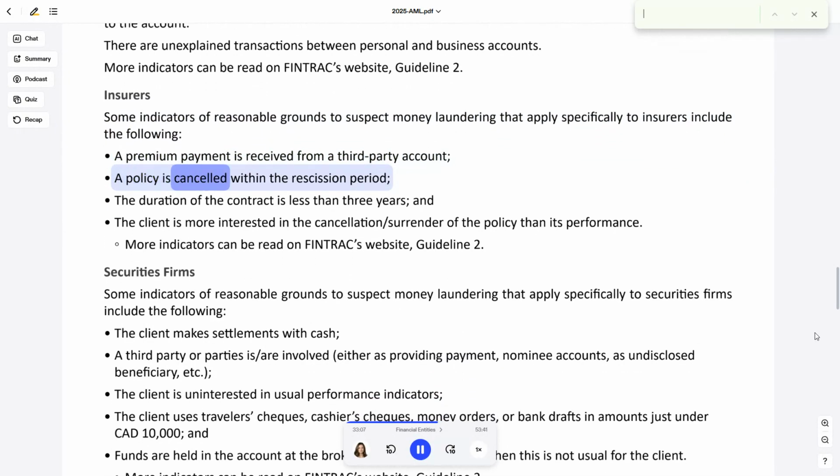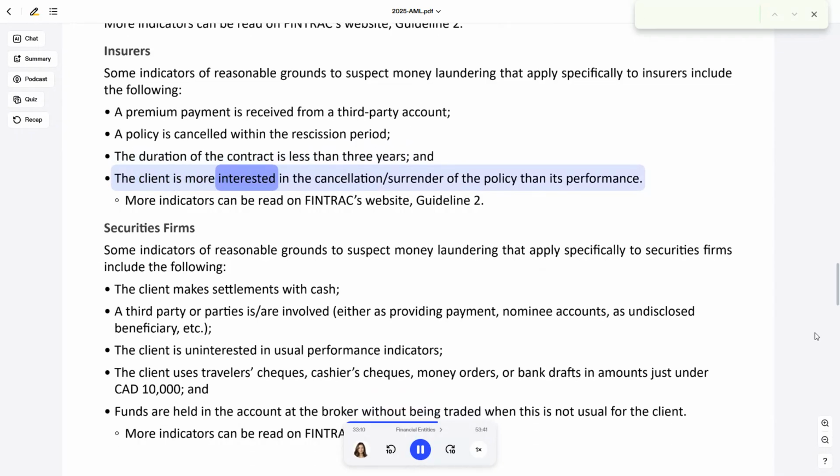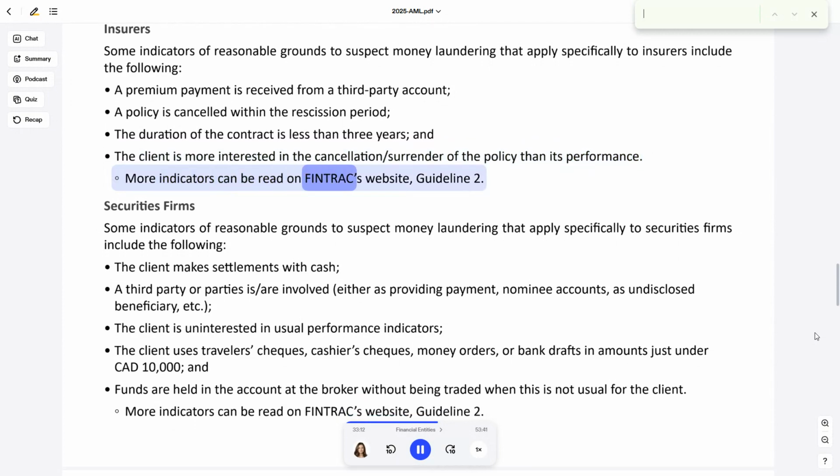A policy is canceled within the rescission period. The duration of the contract is less than 3 years. And the client is more interested in the cancellation or surrender of the policy than its performance. More indicators can be read on FINTRAC's website, Guideline 2.